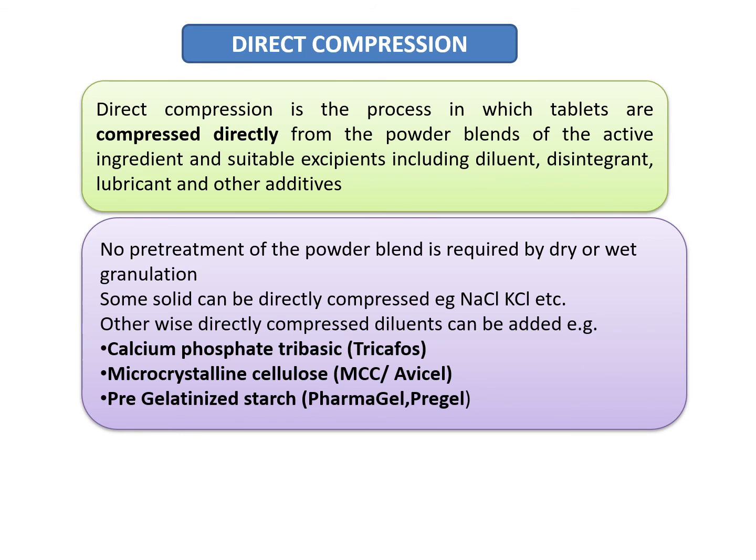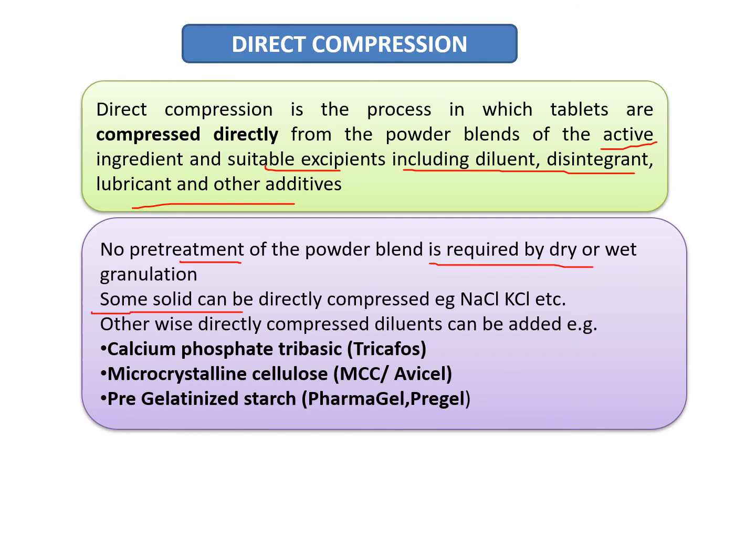Next method is direct compression. In the earlier part I discussed wet granulation. This is something different. Direct compression is a process in which tablets are compressed directly from the powder blend of the active ingredient and the excipients, including the diluent, disintegrant, etc. In this process we are not using the granulation process. We are just compressing the mixture of the API and the other ingredients directly. So no pretreatment is required in the dry or wet type.